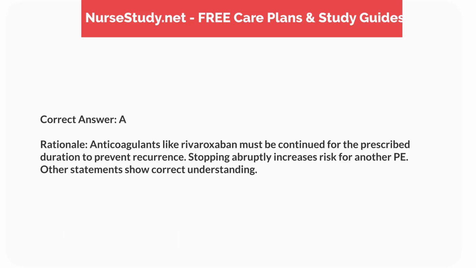Correct answer, A. Rationale: anticoagulants like rivaroxaban must be continued for the prescribed duration to prevent recurrence. Stopping abruptly increases risk for another PE. Other statements show correct understanding.